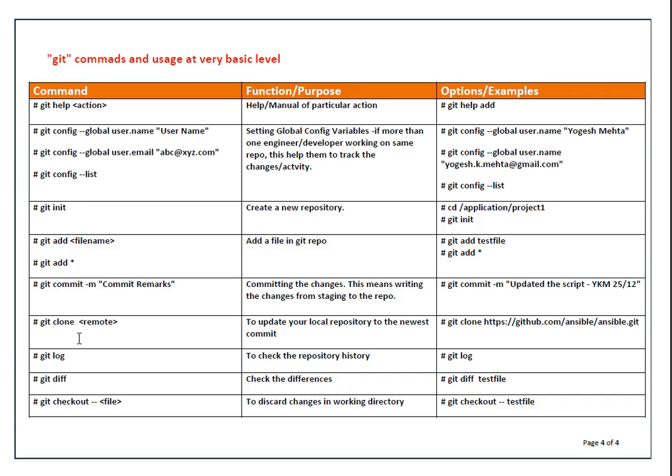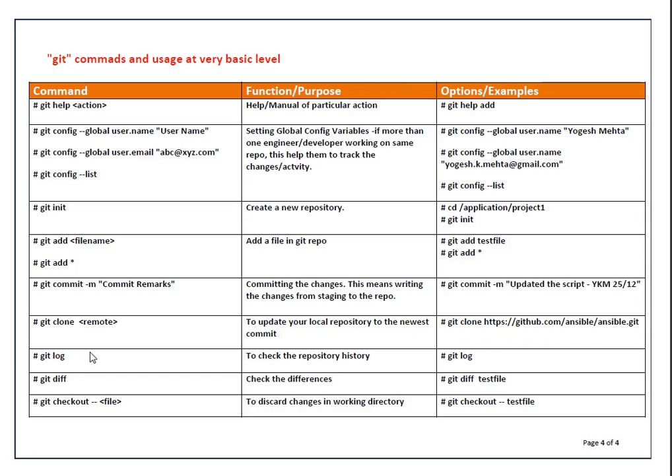Okay, then let's say you want to clone some repository. For example, you go to one repository on the internet and you want to clone it locally. Locally means you want to download it. So you can use the git clone command. For example, this is the Ansible repository on the internet. So you can download the whole repository. Then the next thing which I mentioned is Git Log.